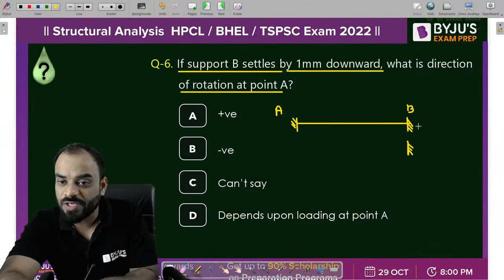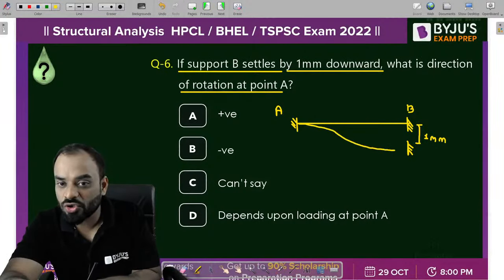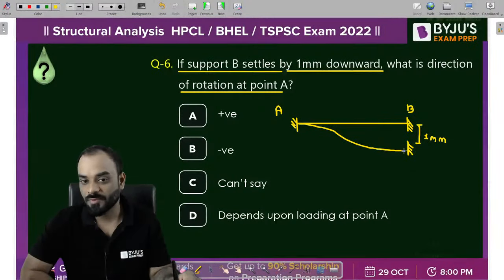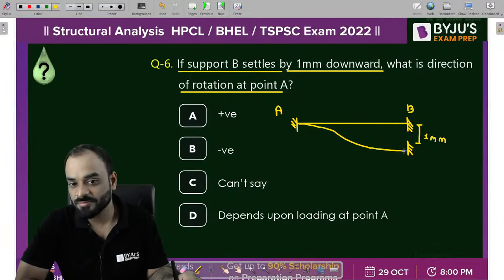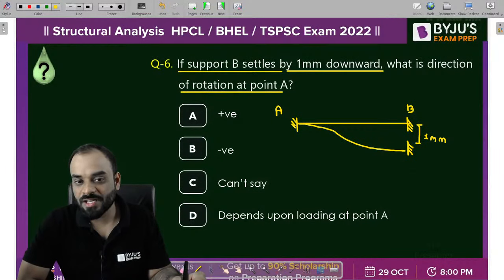Now let us suppose, guys, this particular support is settled down by 1 mm. Now you need to tell me, what should be the direction of rotation at point A? What should be the direction of rotation at point A? Negative, positive. B, negative. Direction of rotation. What is the direction of rotation at point A? Some are saying, sir, positive, some are saying negative.